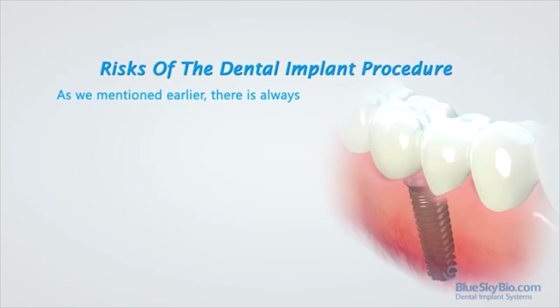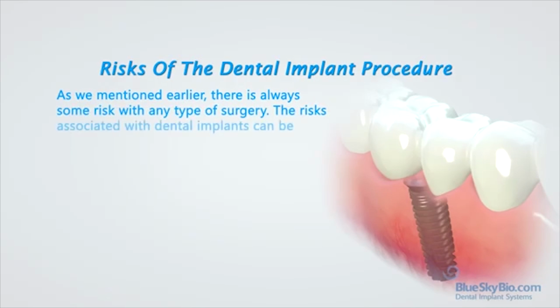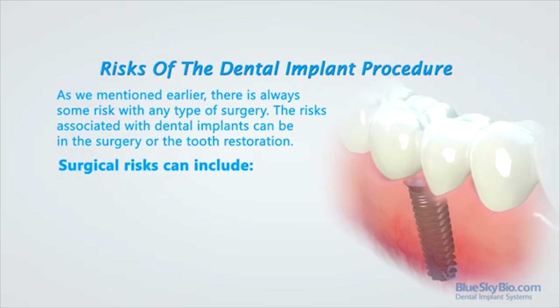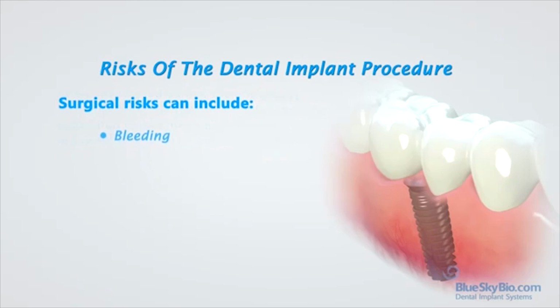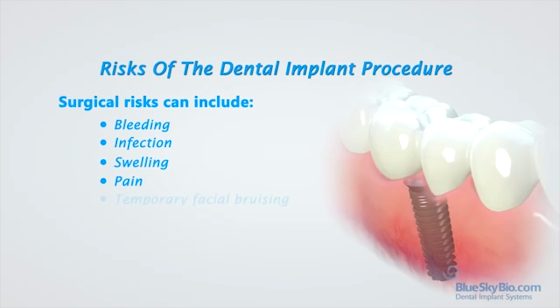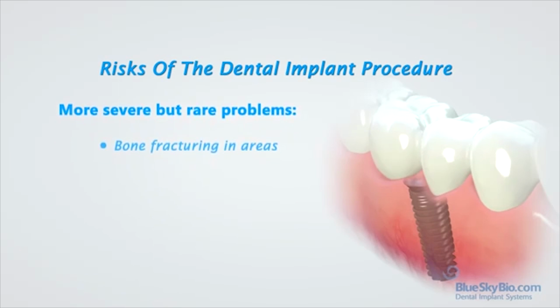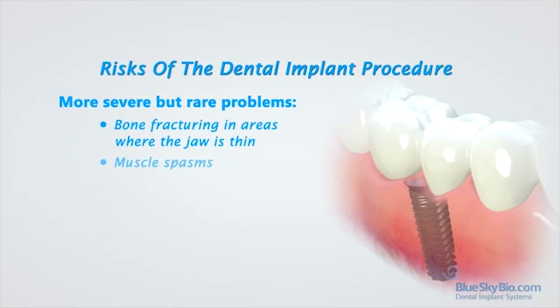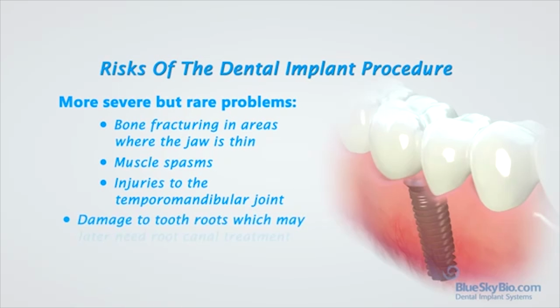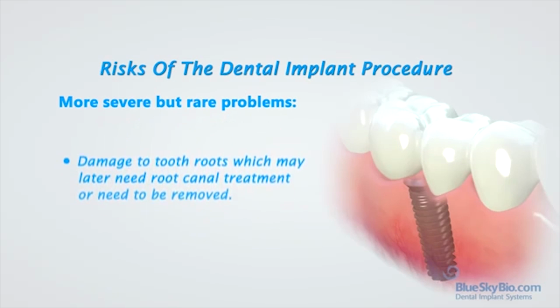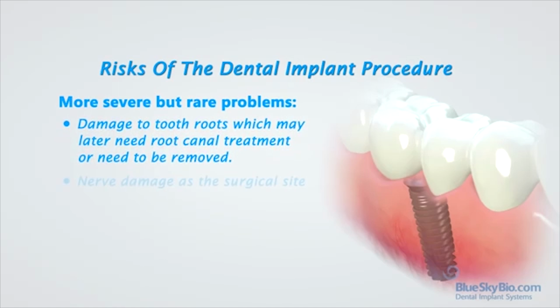As we mentioned earlier, there is always some risk with any type of surgery. The risks associated with dental implants can be in the surgery or the tooth restoration. Surgical risks can include bleeding, infection, swelling, pain, temporary facial bruising following surgery. More severe but rare problems are bone fracturing in areas where the jaw is thin, muscle spasms, injuries to the temporomandibular joint, damage to tooth roots which may later need root canal treatments or need to be removed.